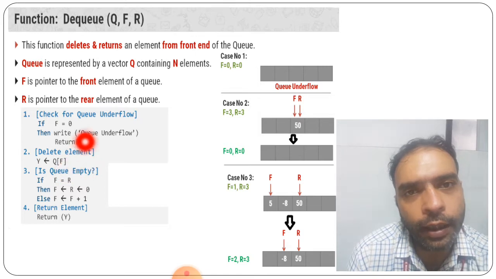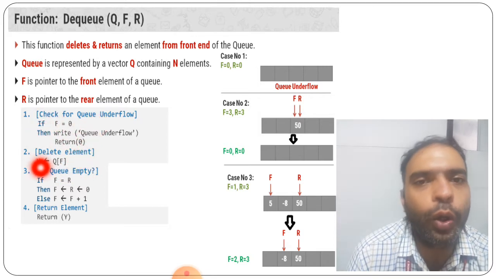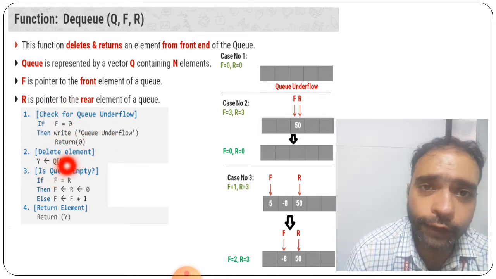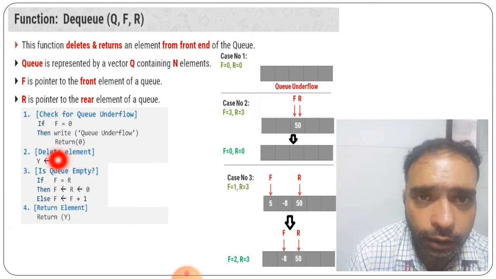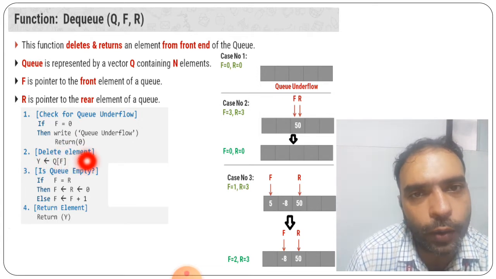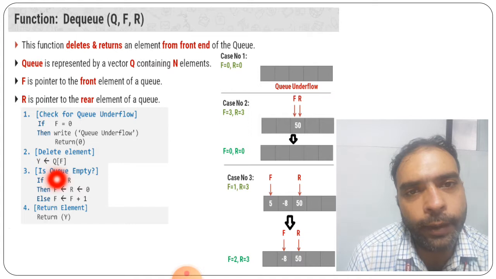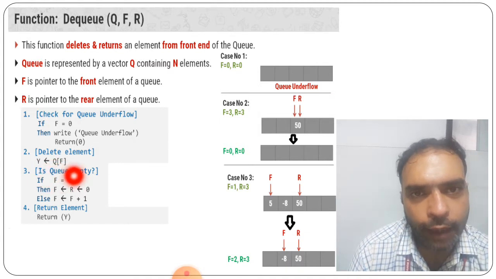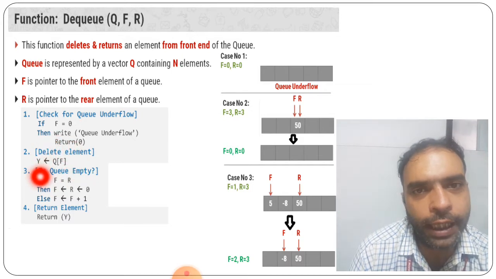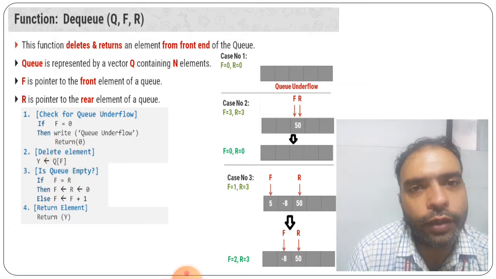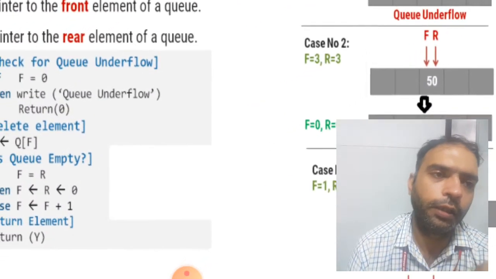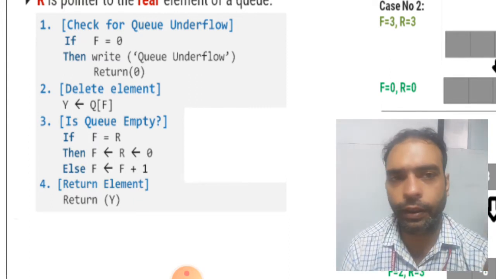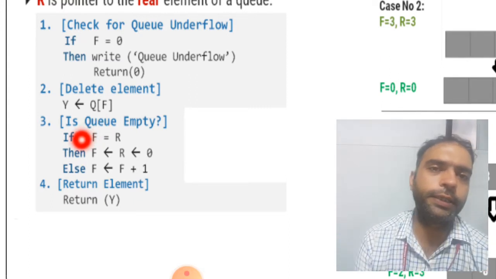And then delete element. Then we have to go to the second step. If it is satisfied, then we return 0, meaning that is the exit part. If it is not exiting, then it will go towards the second step, that is deletion of the element. Then it will go to the front pointer of the queue, and that element will first of all be assigned to the y variable. After that, we check whether the queue is empty or not.